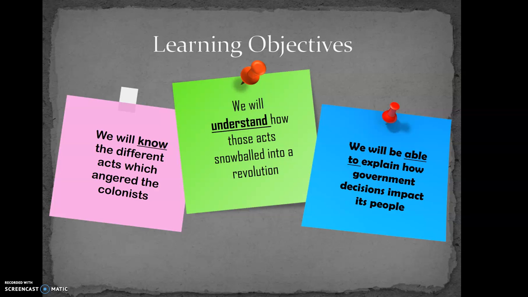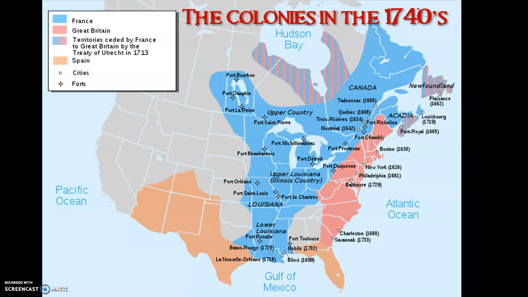But we'll begin with a bit of a review of the French and Indian War, also known as the 7 Years' War. As you can see here, this is a layout of the colonies in the 1740s, with the red indicating the colonies that belong to Great Britain or England, the blue, the colonies that belong to France, and in the tan or beige, the colonies that belong to Spain.